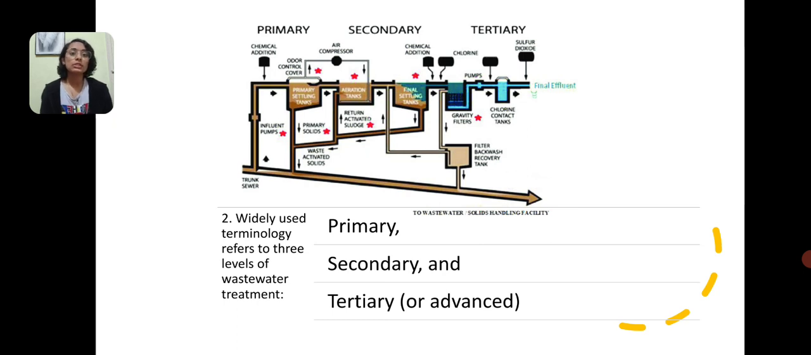And there are three widely used terminologies that refer to three levels of wastewater treatment, that is, primary treatment, secondary treatment, tertiary or advanced treatment. And the above diagram represents the flowchart of the primary, secondary, and tertiary treatments.